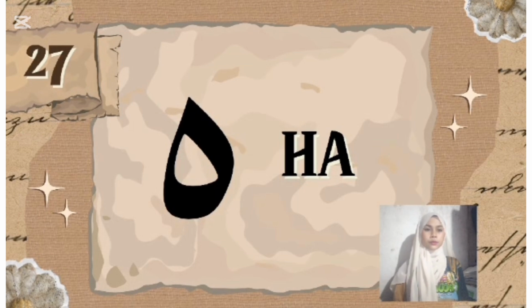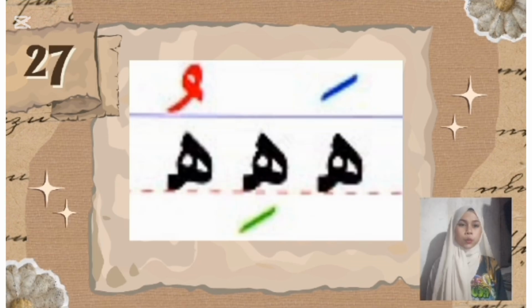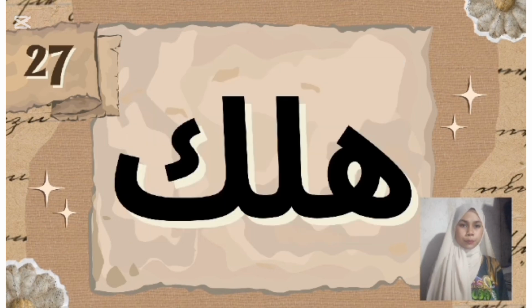Ha is pronounced by letting a gush of air through your vocal cords, also called vocal folds, and it resembles the H or the Ha in English. When you produce the Ha sound, we basically open our vocal folds and let the air run through, the same process as when we yawn. So when we put the fatha, kasra, and dhamma on the ha, we can read it as ha, hi, hu.